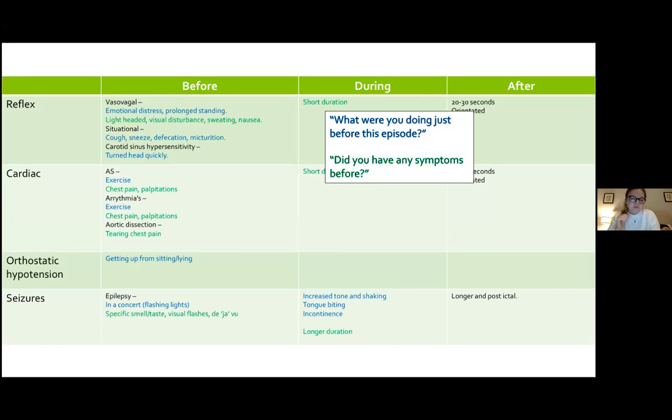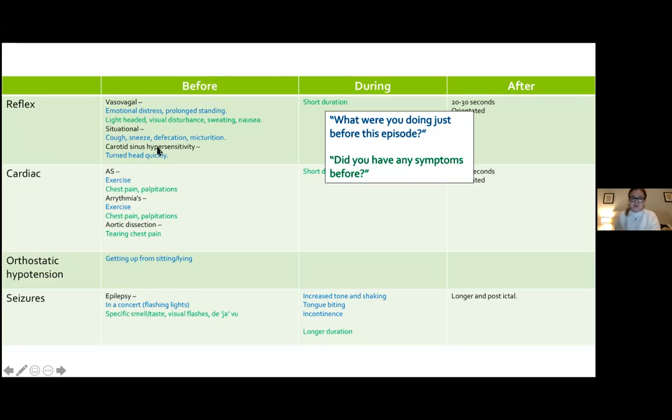In a seizure, now I know it's really cliche, but OSCEs are a bit cliche, were they in a concert where there were loads of flashing lights, because that can sometimes trigger an epileptic seizure. For orthostatic hypotension, were they just getting out of bed? Were they getting up from a chair? For cardiac causes like aortic stenosis and arrhythmias, they might have been exercising. That can sometimes be a trigger for these syncopal episodes. A vasovagal episode might be triggered by emotional distress and prolonged standing.